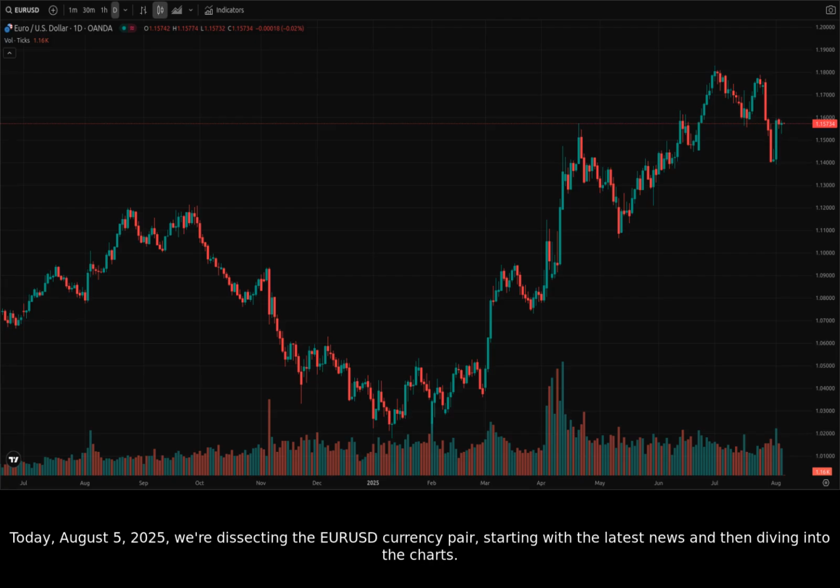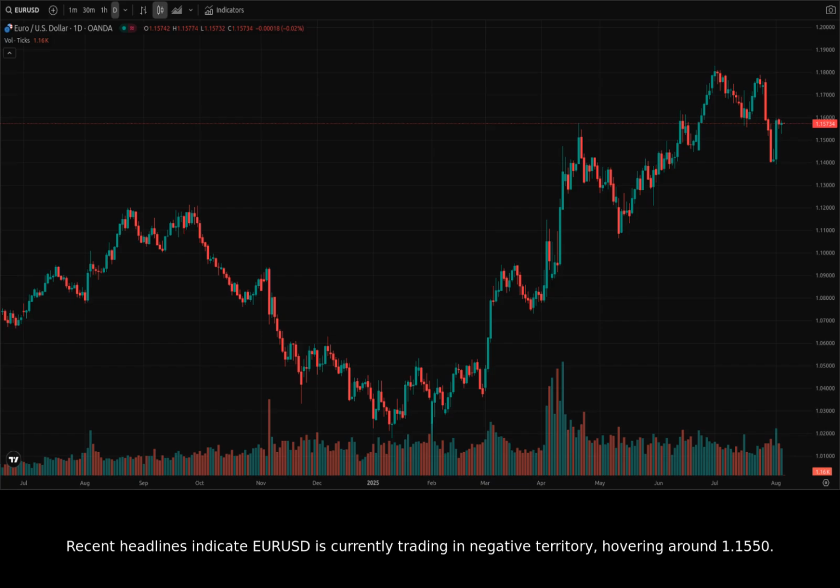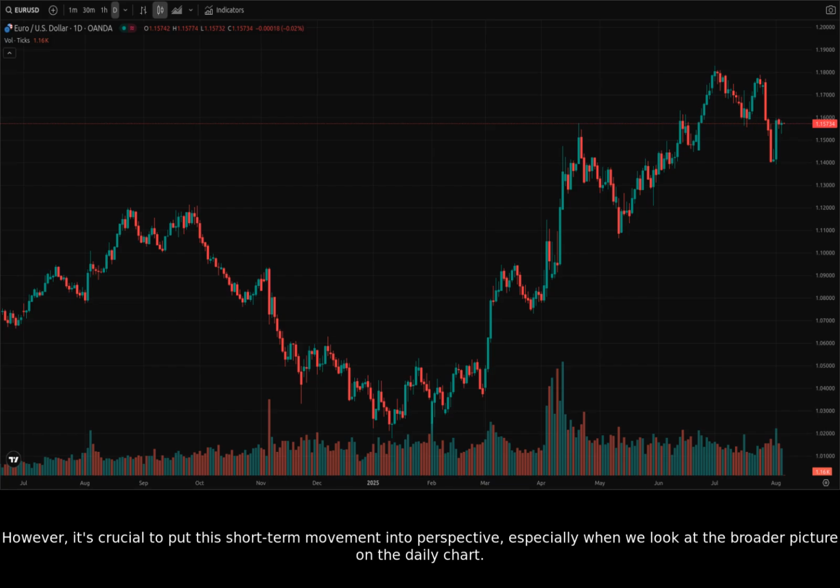Today, August 5th, 2025, we're dissecting the EURUSD currency pair, starting with the latest news and then diving into the charts. Recent headlines indicate EURUSD is currently trading in negative territory, hovering around 1.1550. This slight dip is attributed to a decent comeback in the US dollar, likely spurred by recent positive US data.